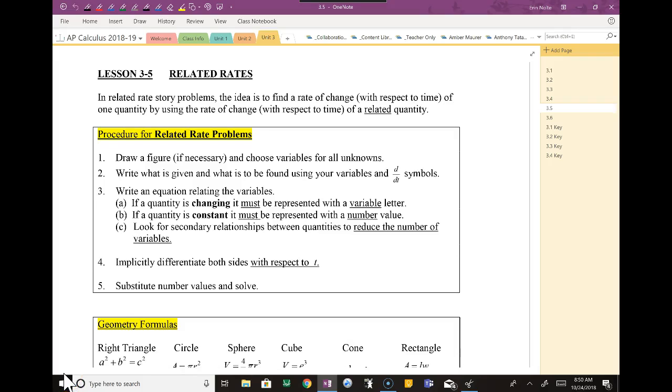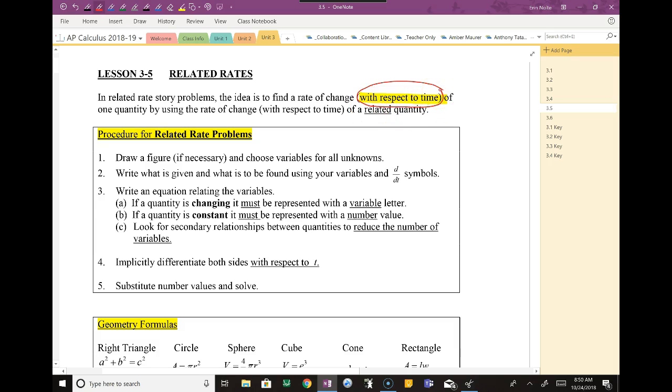Okay, so 3.5 is called related rates. This is where the calculus starts to come alive and we get to start using real world scenarios with calculus. So we're going to have some story problems. The piece that is the most important for you to remember when you're working with related rates is that everything is with respect to time.